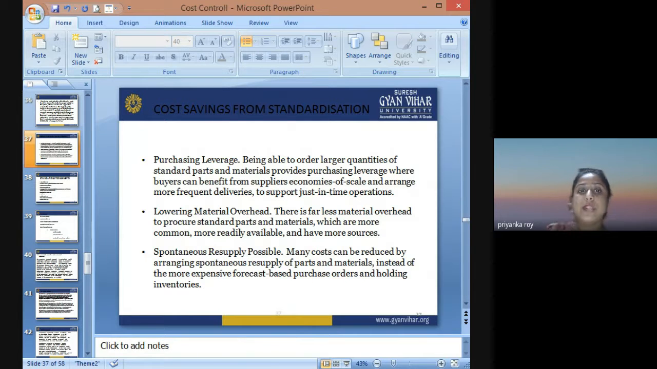Now, cost savings from standardization include purchasing leverage and being able to order large quantities of standard parts. Lowering the material overhead, as there is far less overhead to procure the standard parts and materials, which are more common and more readily available and have more sources. So spontaneous resupply is possible. Many costs can be reduced by arranging spontaneous resupply of parts and material instead of more expensive forecast-based purchases in order to hold the inventories.